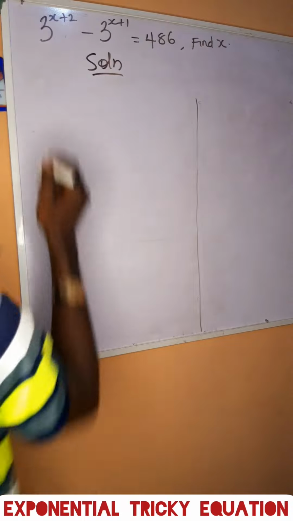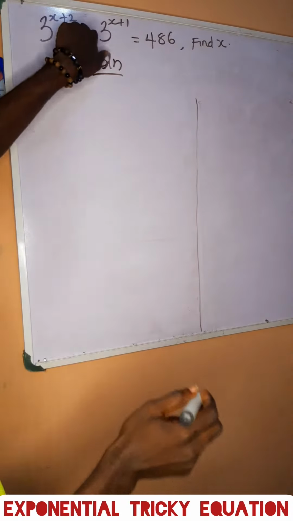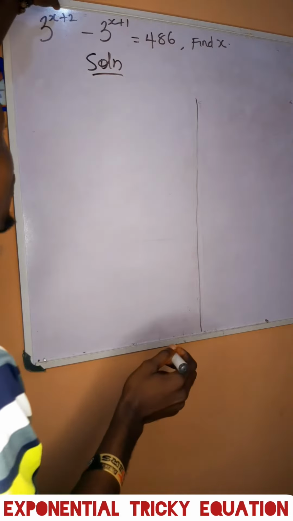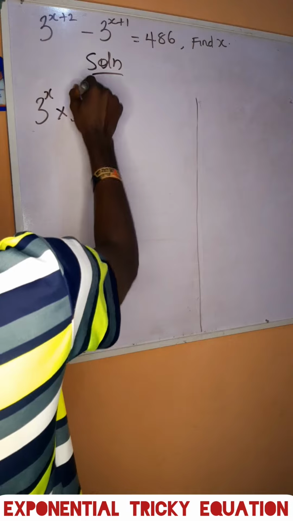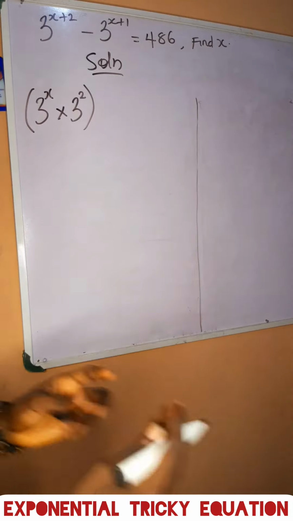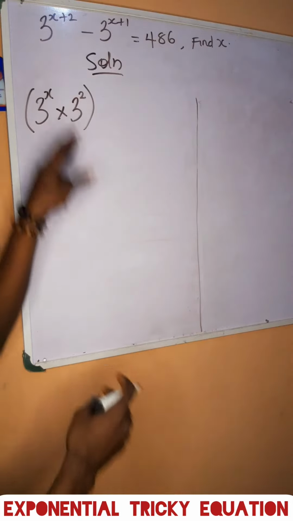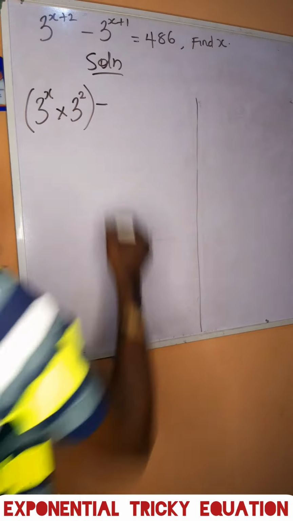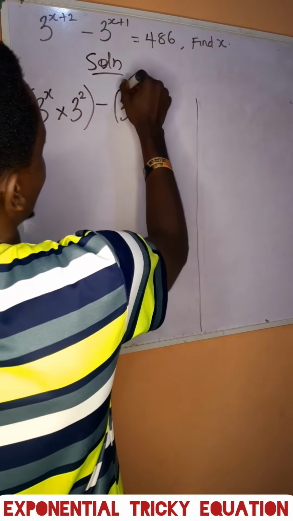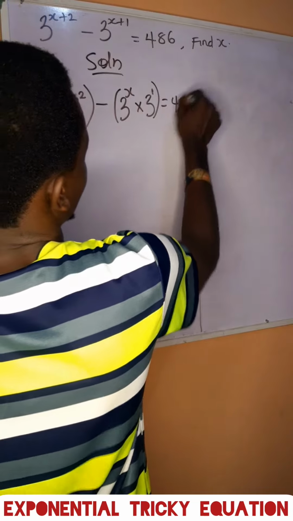So let's dive in. I can first of all rearrange this. Remember that plus in the power means multiplication. So I can rearrange 3 to the power of x+2 as 3 to the power of x, times 3 to the power of 2. If you understand the basic law of indices, you know that this and this are still the same. I just separated them. Now put my minus sign, and do the same thing here. 3 to the power of x+1 is the same thing as 3 to the power of x times 3 to the power of 1. Then it's equal to 486.